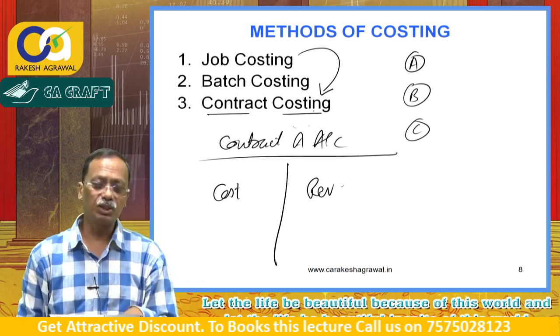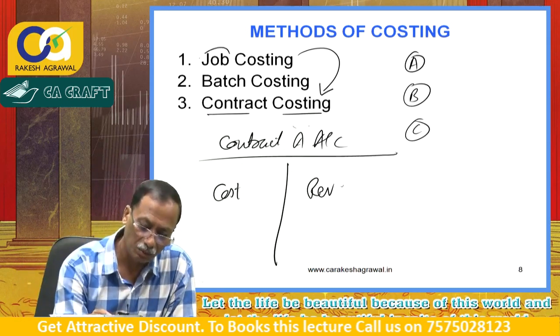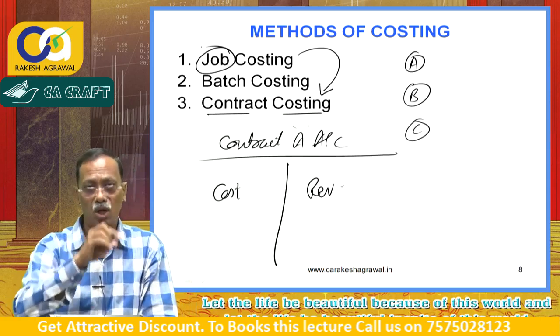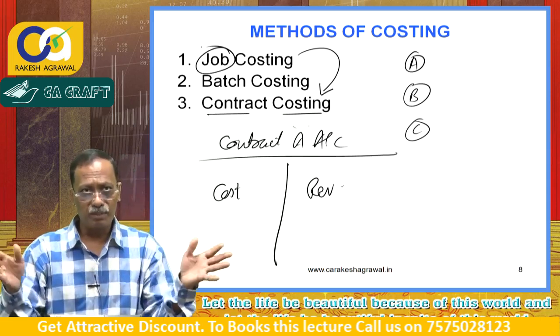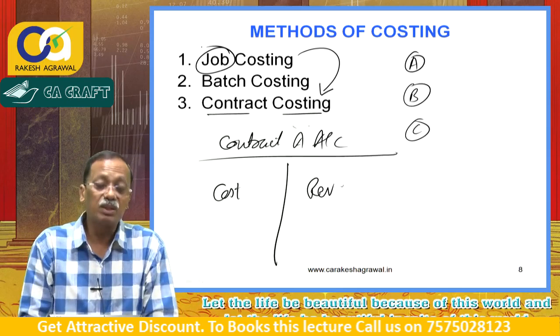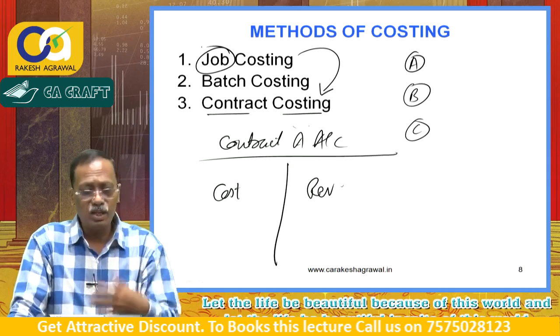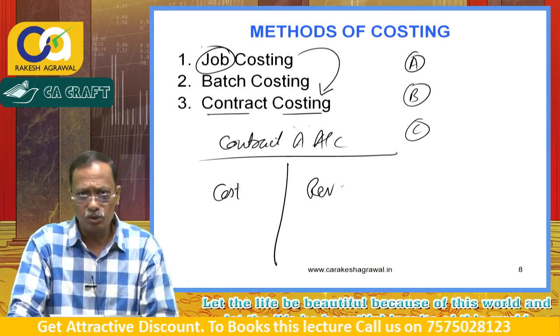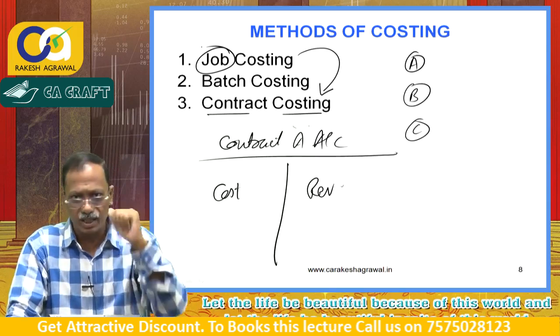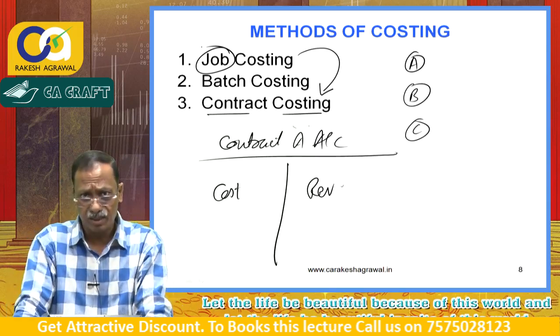Now as I said, each contract is a job. It is very similar to job costing. Each contract is a job, then why should there be two separate methods, job costing and contract costing? We can use the job costing method for contract costing also, because each contract is a job. It is executed as per the need and requirement of the customer, as per the order of the customer.